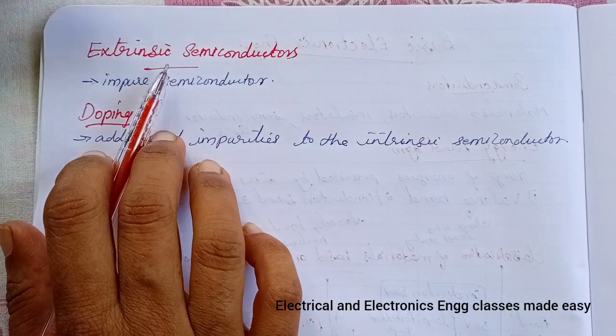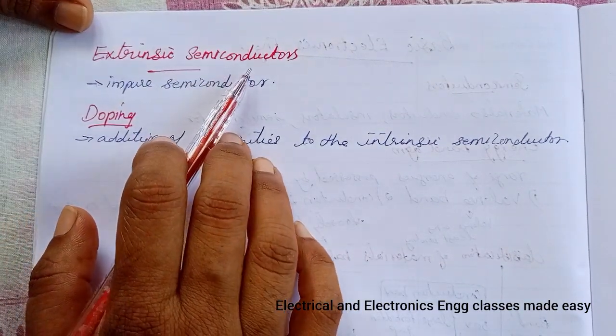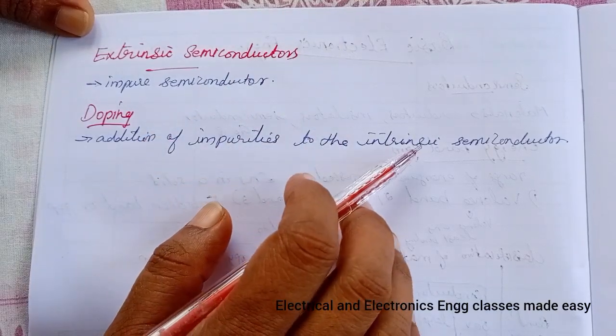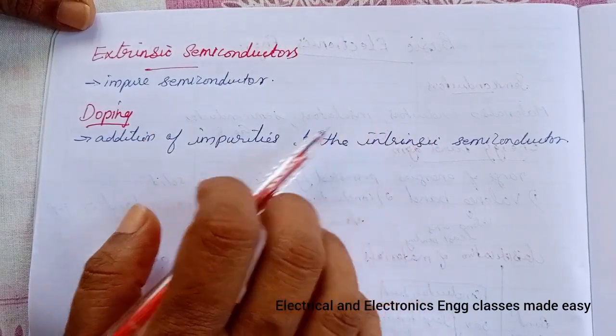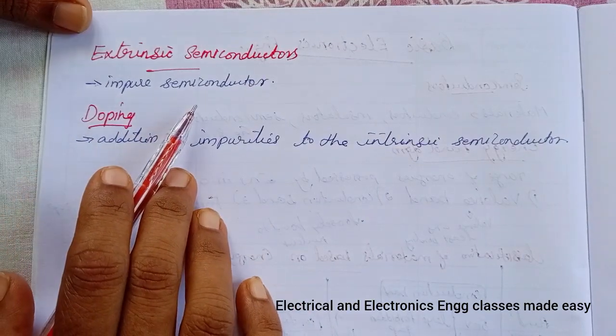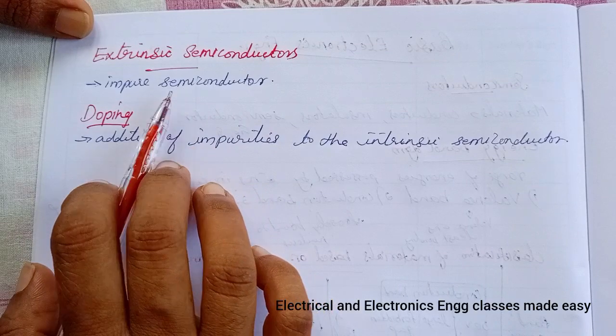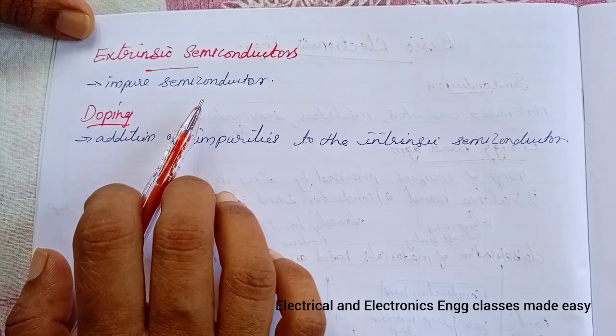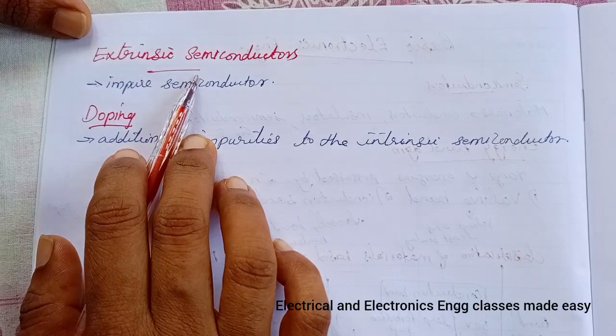Today's class is about extrinsic semiconductors. In the previous class we discussed intrinsic semiconductors. Next is extrinsic semiconductors. A semiconductor in an impure form is known as an extrinsic semiconductor.